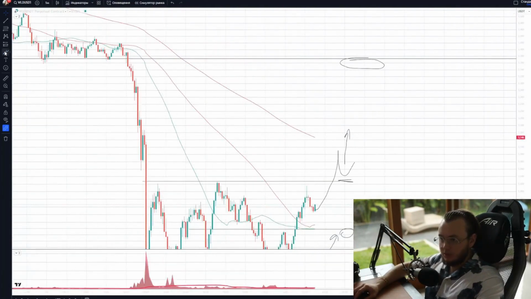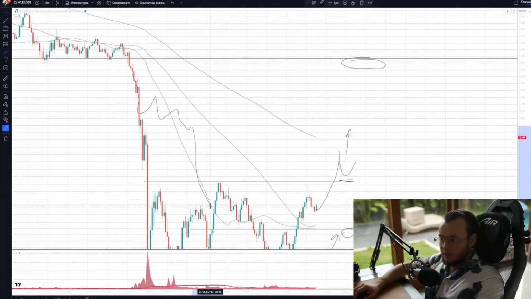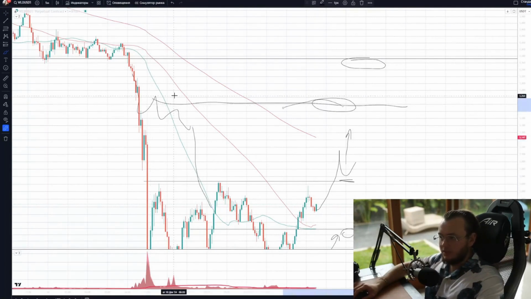So if there was another level here on the 5-minute chart, and the price moved like this, I wouldn't take profit at that level, because that's a level on the local time frame that I'm trading.